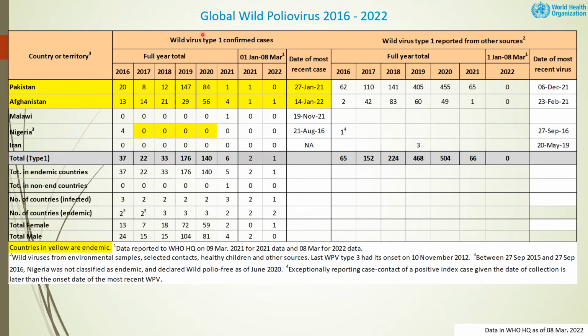However, the scenario in the global wild poliovirus in 2016 to 2022 is not that rosy. If you look at the wild polio type 1 confirmed cases, Pakistan had its last case on 27 January 2021, Afghanistan on 14 January 2022, and Malawi on 19 November 2021. Therefore, there's no question of polio eradication in the world until 3 years have elapsed since the last case. Therefore, there's no question of polio eradication at least till 2025.